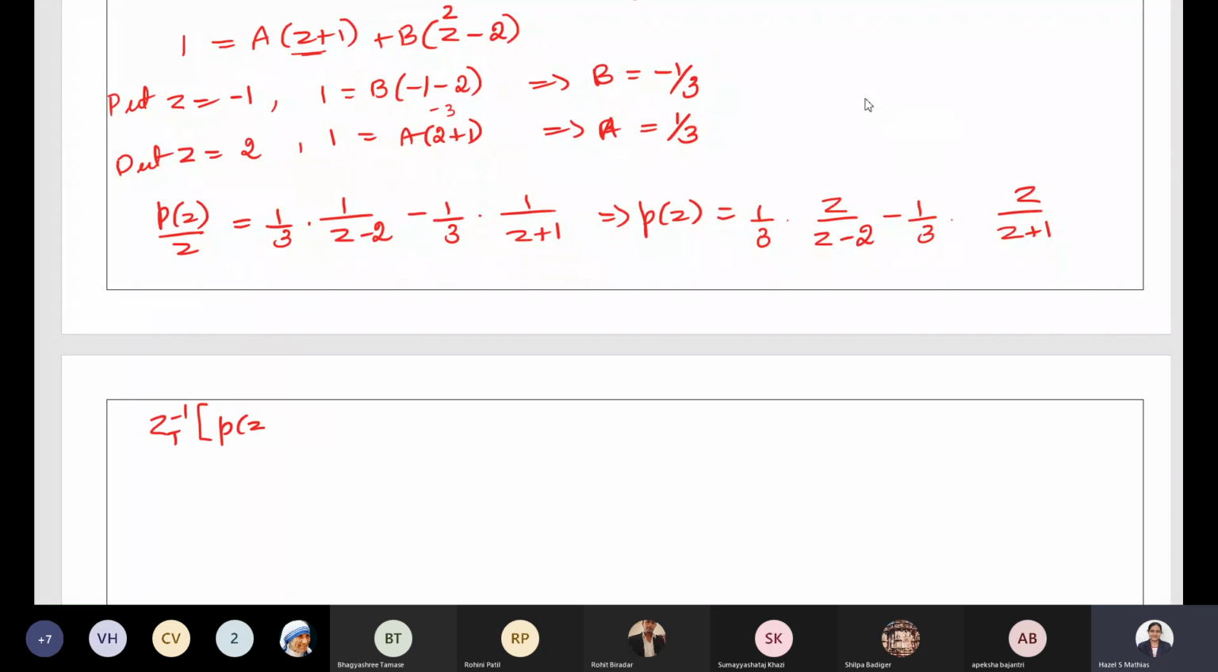Now apply inverse z transform on that term. So inverse z transform of P of z equal to 1 by 3 into, what is the inverse z transform of this term? Inverse z transform of z by z minus 2 is 2 power n. It is 2 power n minus 1 by 3 into, what about z plus 1? It is minus of minus 1, so it will be minus 1 power n. Am I correct? Yes, ma'am. Okay, so we have found the inverse z transform of P of z.